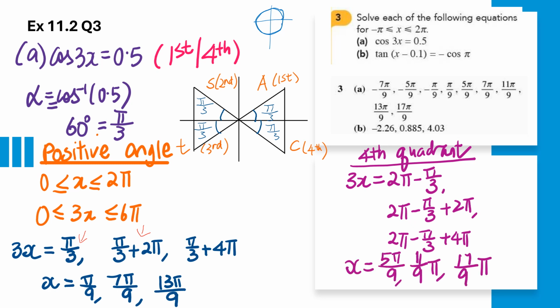So you see that we actually have 6 answers there. If it's just one round, it's basically 2 answers, right? 2 rounds will be 4, 3 rounds, you need 6 answers. Okay, so that's for the positive angle.